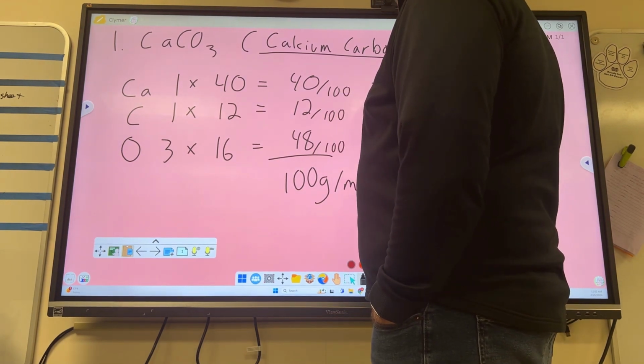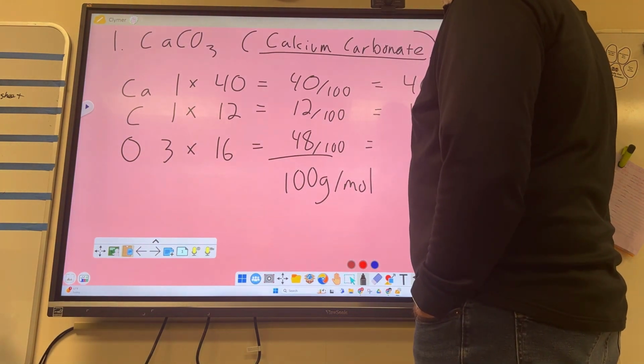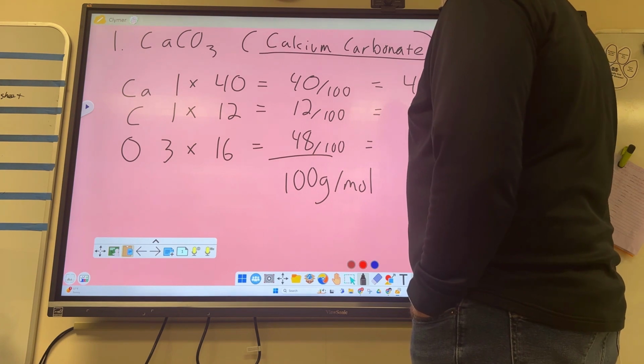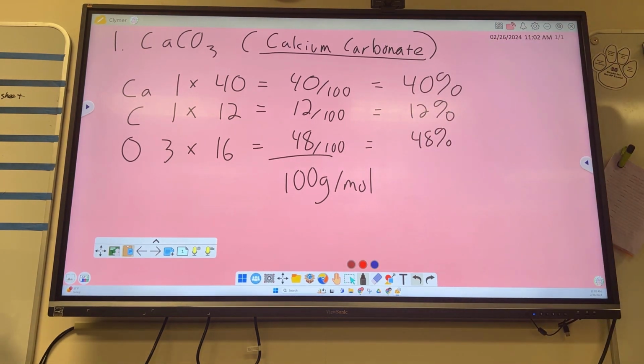Because I am a math whiz, who knew calcium carbonate was so easy to do the averaging? So calcium carbonate is 40% calcium by mass, 12% carbon by mass, and 48% oxygen by mass.